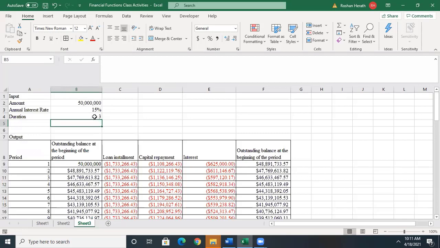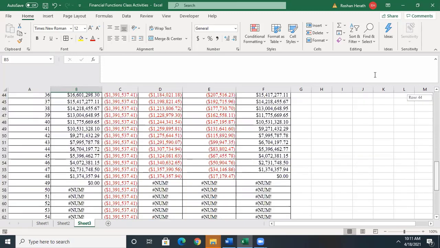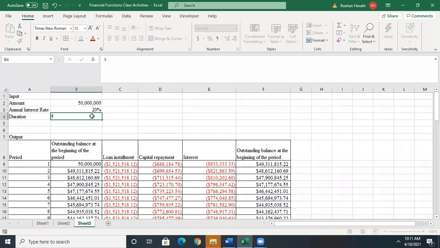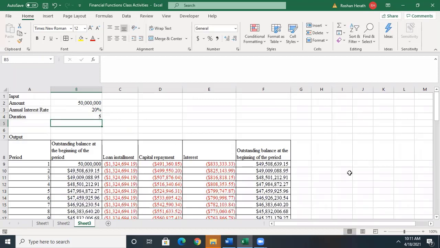So you can make it 4. At the end of 4 years, after 48 installments, it's done. Then it's 20%, whatever the number, you can give that and you can get the desired result. So that is the power of manipulation. So if you carefully plan and execute the model, yes, it's going to provide you with the desired results.